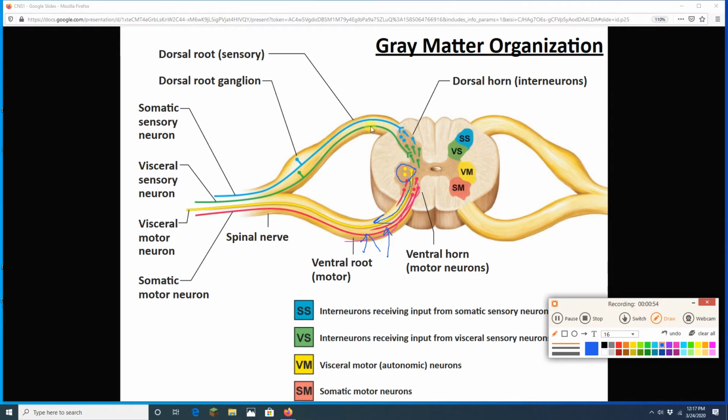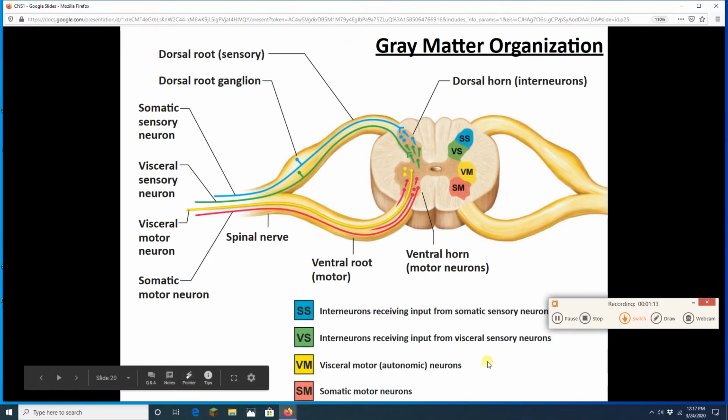Meanwhile, I got my sensory neurons, my autonomic and my somatic sensory neurons coming in to the back of the spinal cord, going into the dorsal horn. Fantastic.